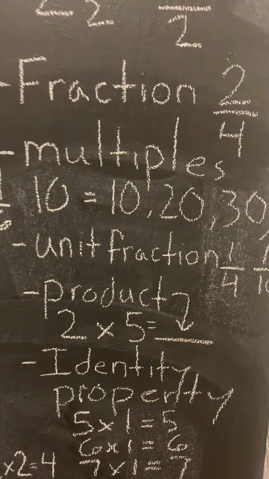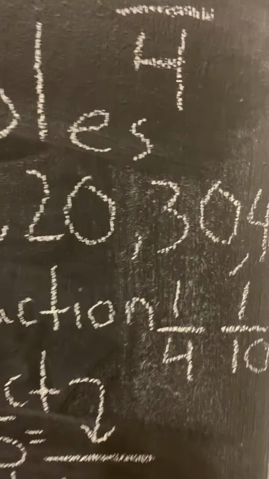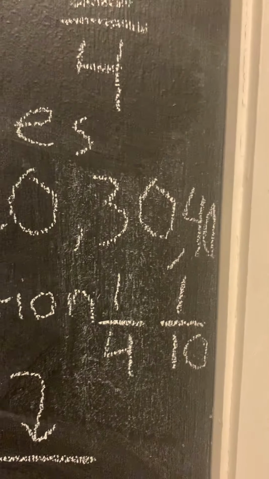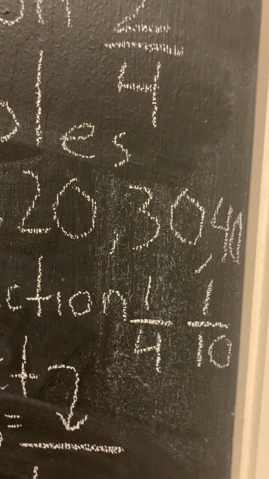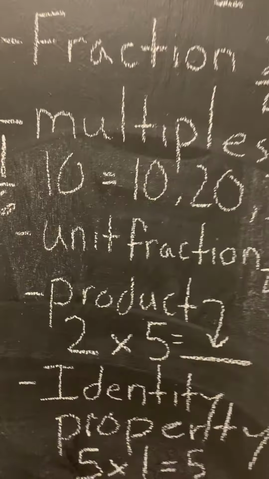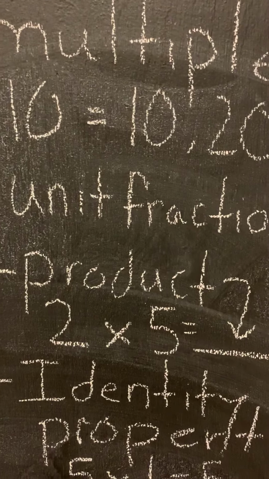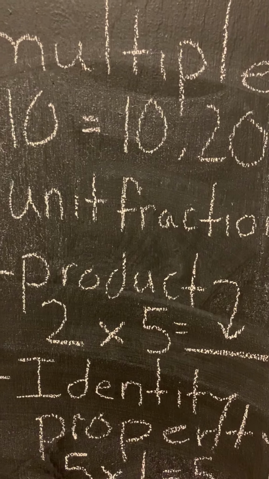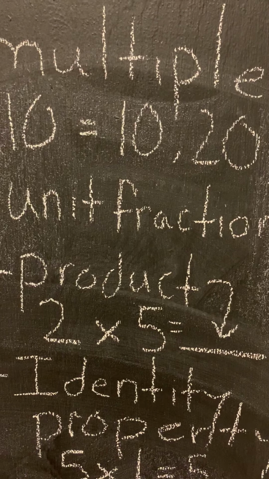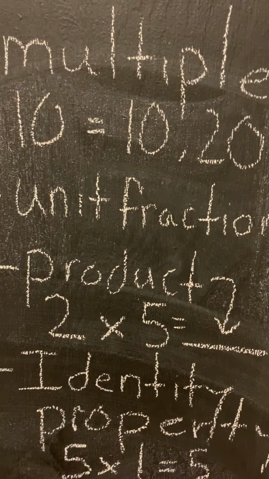Let's look at unit fractions. We remember what those are, right? Fractions where the numerator is 1. 1/4, 1/10, 1/16. When your numerator is 1, that is a unit fraction. Next important term, a product. Product is the answer to a multiplication question, right? So the product of 2 times 5 is 10.